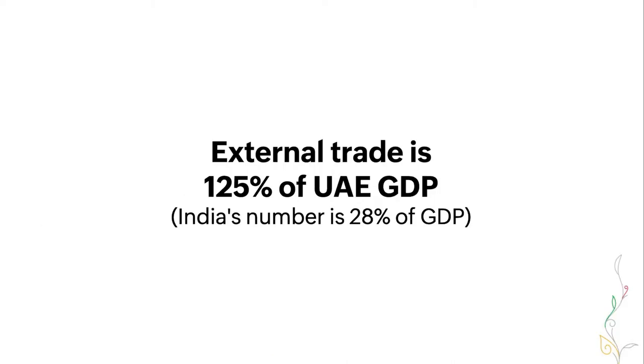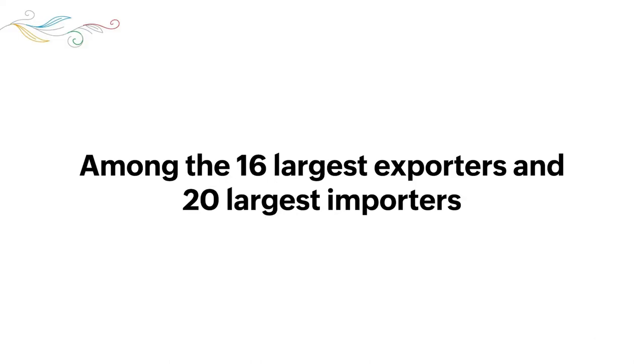External trade is 125% of UAE GDP. That number jumps out at you, because if you look at a country like India, it's 28% of GDP. So clearly, the UAE economy is a much more external trade dominated economy, and that's what is captured by the 125% of GDP here. And what it also means, for example, is that the UAE, with 10 million people, is the 16th largest exporter and 20th largest importer. Its external trade is actually of a similar order as all of India. That gives you a perspective on the UAE's economic landscape.